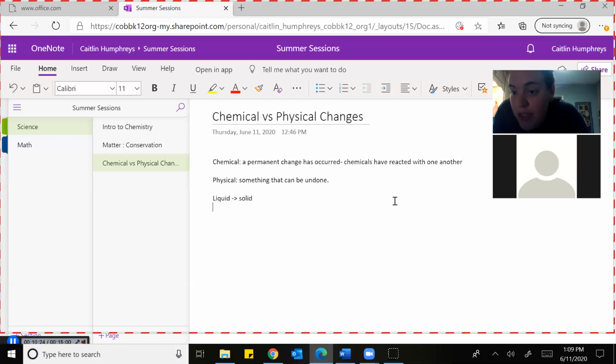Let's look at a chemical change where we can't make that go back. If you leave ice cream out of the freezer, it's going to melt. It's going to become a liquid again, okay? So let's look at some substances we can't change back. One of our favorites, baking soda and vinegar, of course.